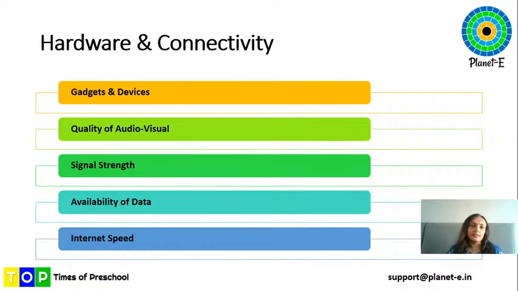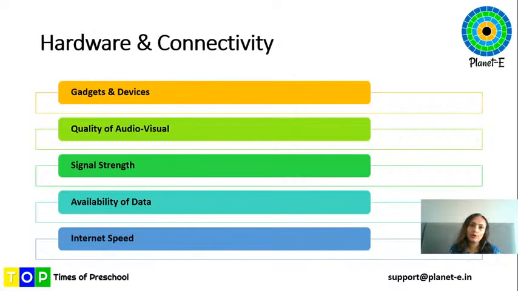Hardware and connectivity. When we look at this picture, it is going to be the gadgets and devices. Each hand has a different kind of gadget and device. And that's going to be the case with every parent, every child, and every tutor. So this will definitely have its own impact and show up its presence in online tutoring. Quality of audio visual will be dependent on the type of device and gadget being used. The specifications of the device will decide how good or how mediocre the audio visuals will be.